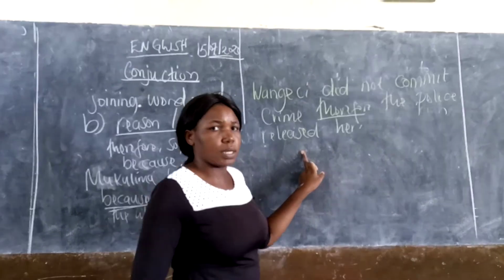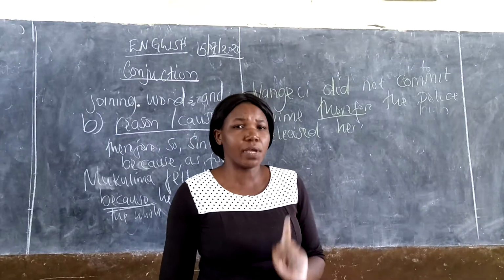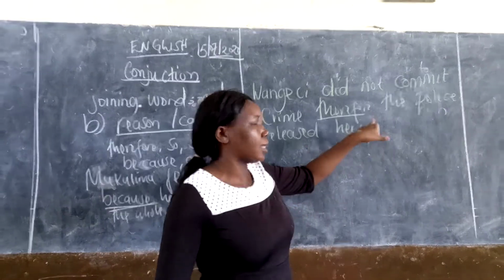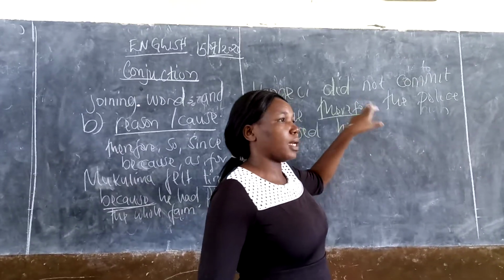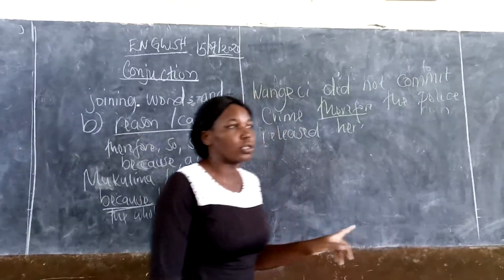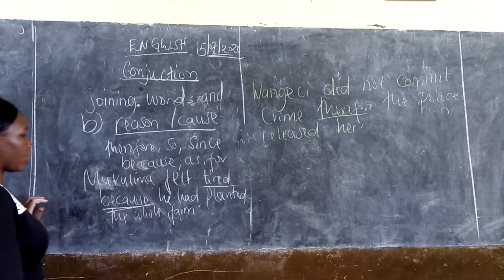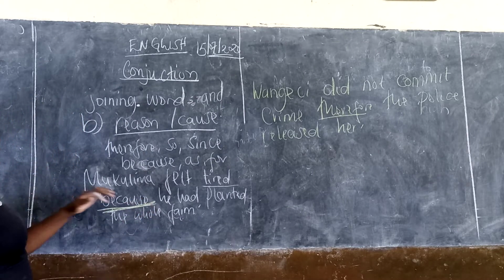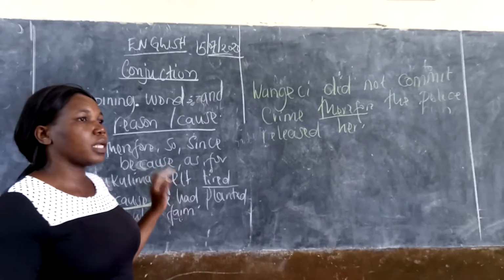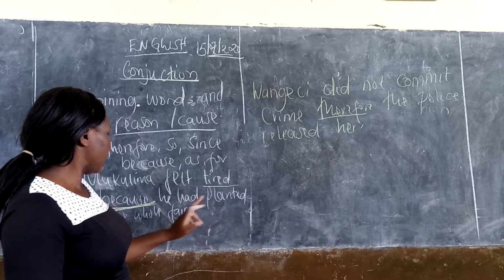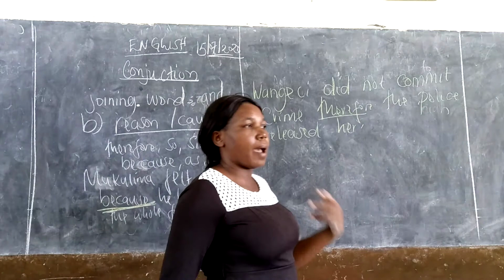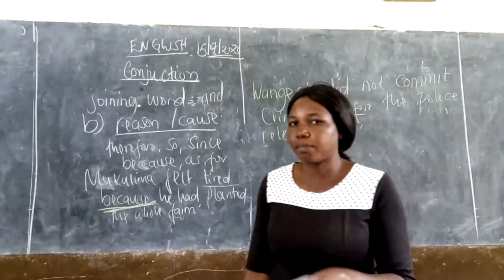Why did the police release her? We are giving reasons why something happened. The police released her because she did not commit the crime. Here we are talking about because. Mkulima felt tired because... why did Mkulima feel so tired? Because he had planted the whole farm. We are giving reasons why something happened.